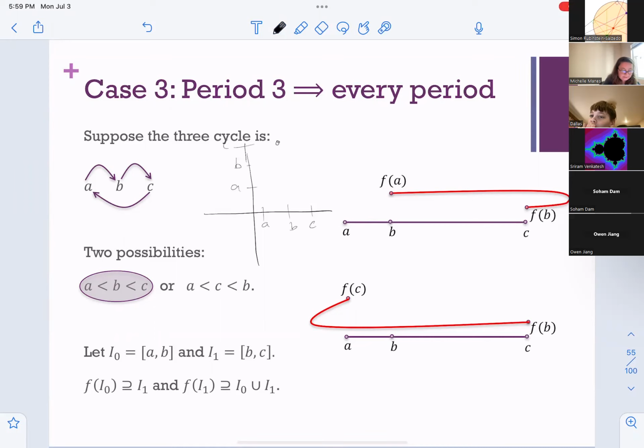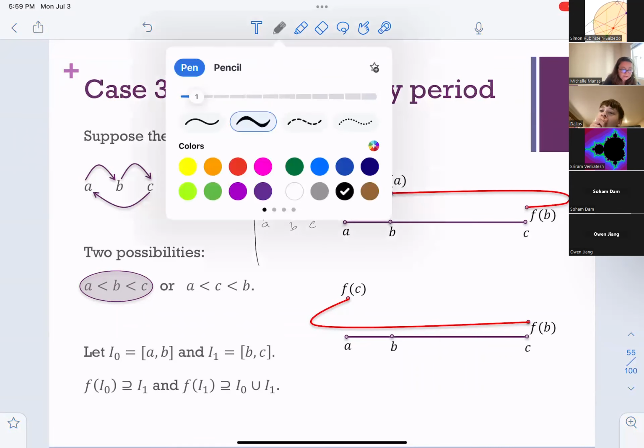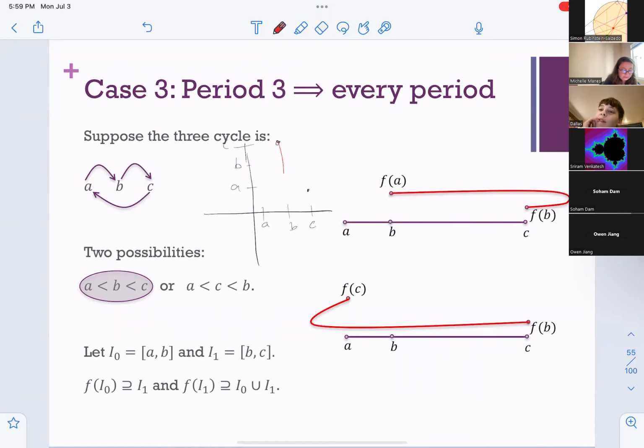F of B equals C, that's up here. F of C equals A, that's down here. And I know the function is nice and smooth, so I know it does something like this. Right, that's the picture. Or it could go up and back down, but in any case, the Y values cover all of this interval right here. Does that help?